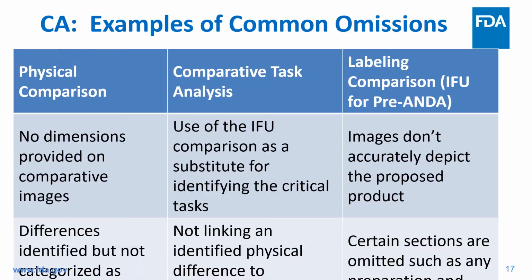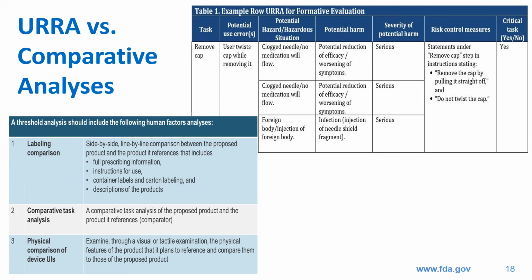that are required. In the upper right-hand corner of the slide, you'll see an example of a URRA. This should be familiar to most of the audience if you've been involved in device development. You identify the task, any potential use errors that could occur while trying to perform that task, and then a characterization of the potential harm that can be caused if it's done incompletely. In addition, you also look at the risk mitigation strategies that you can control to prevent that from happening.